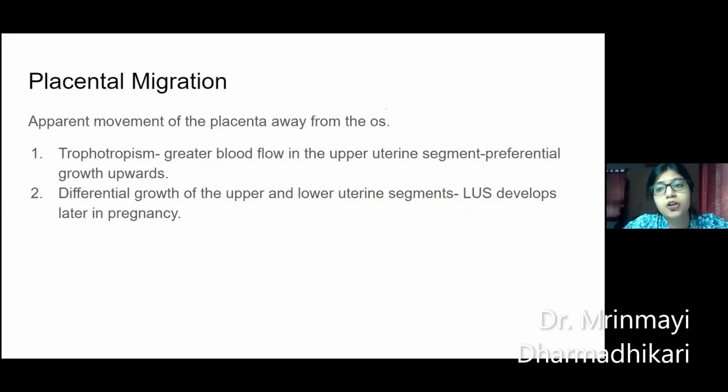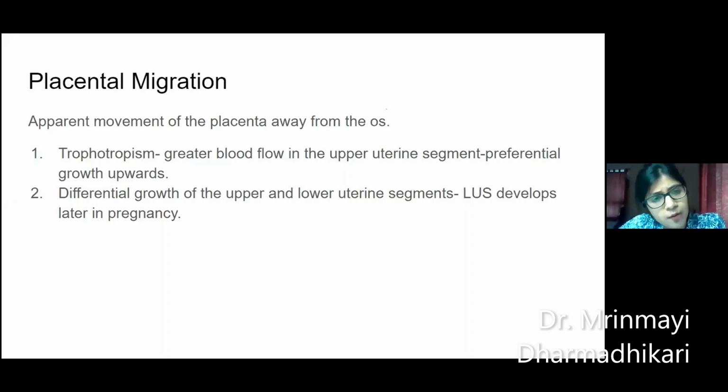So what causes this phenomenon? First, trophotropism. This is the first theory, where they state that a greater blood flow to the upper uterine segment causes preferential growth of the placenta towards the fundus. And the second theory is a differential growth of the upper and lower uterine segments. We know that the lower uterine segment develops later on in pregnancy, that is, towards the beginning of the third trimester. So this causes the placenta to be pushed upwards towards the fundus. So remember, placental migration is an apparent movement of the placenta away from the internal os.